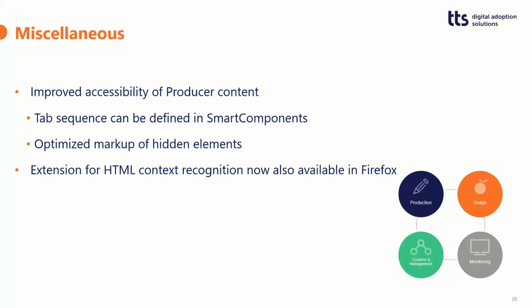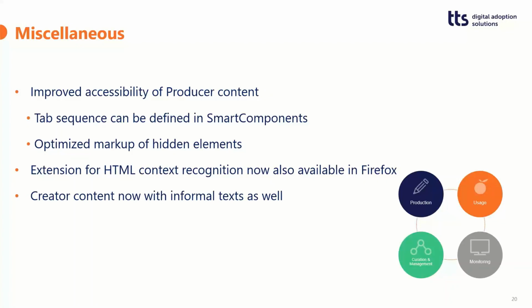The extension for HTML context recognition we've introduced with the last two releases, first in Chrome and afterwards in the Edge browser, is now also available within the Firefox browser. So if you have an application where it isn't sufficient to detect the context by using the URL or the title of a website, but you need to distinguish between certain application contexts by using HTML elements, you are now able to do this in all three major browsers. So within Chrome, Edge, and Firefox, the way of installation stays the same as with the two extensions we've had before.